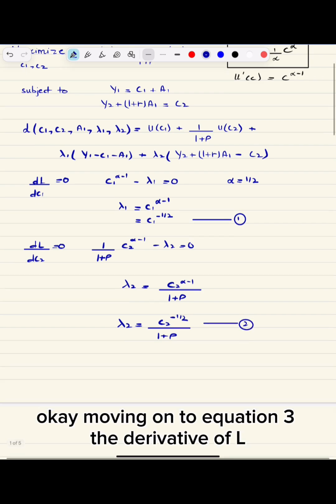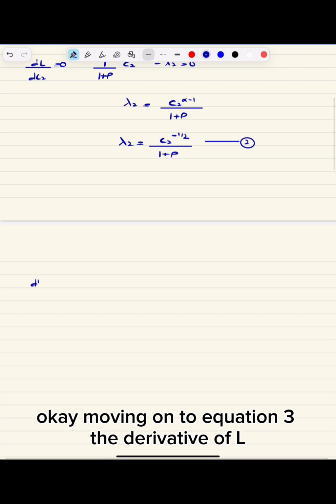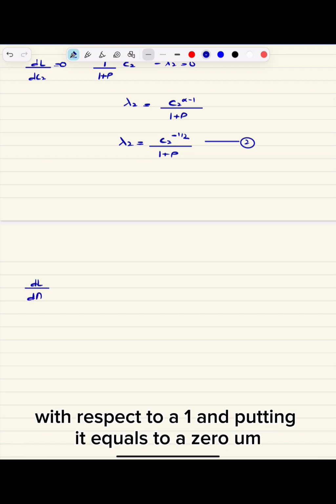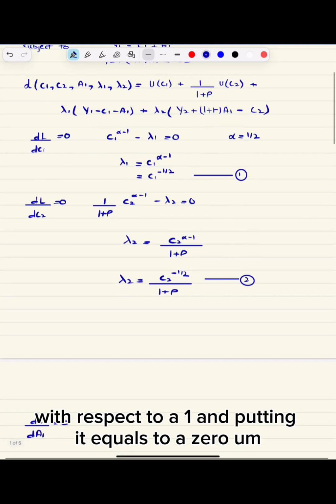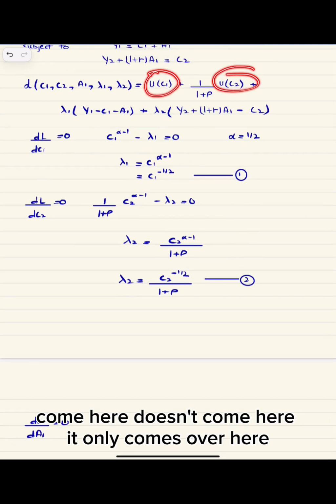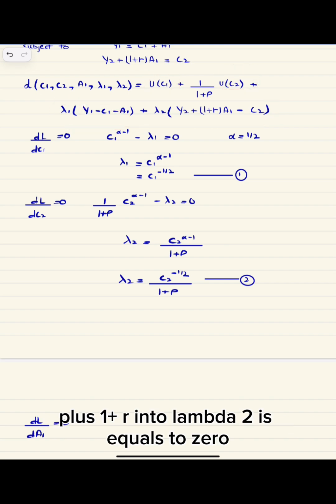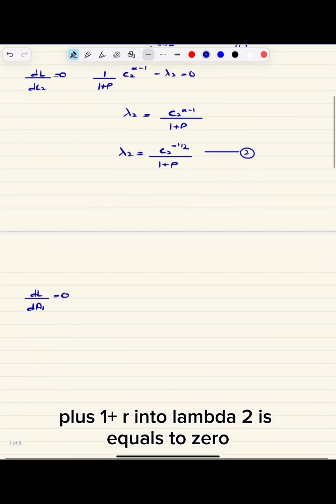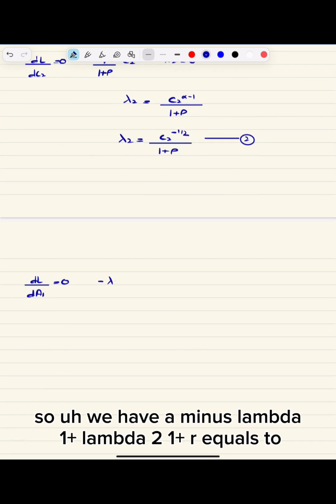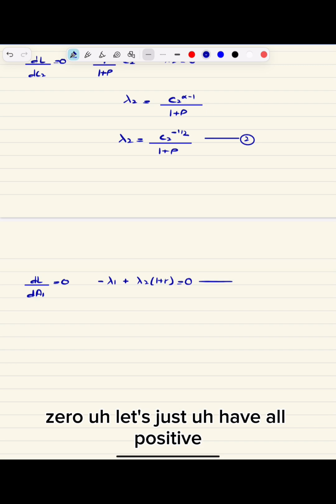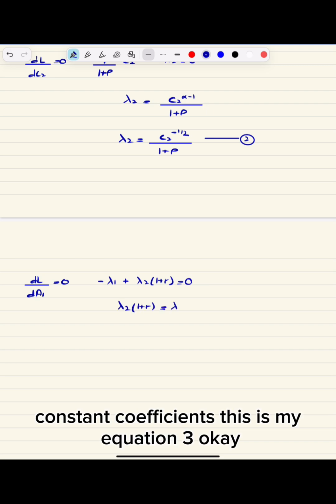Okay, moving on to equation 3, the derivative of L with respect to A1 and putting it equal to 0. A1 doesn't come here, it only comes over here. So we have minus lambda 1 plus (1 plus r) times lambda 2 equals 0. So we have minus lambda 1 plus lambda 2 times (1 plus r) equals 0. Let's just have all positive constant coefficients. This is my equation 3.